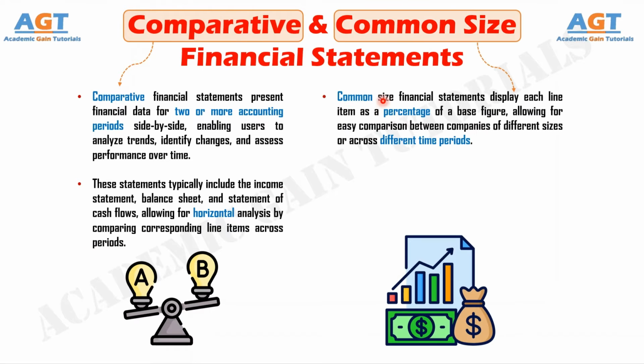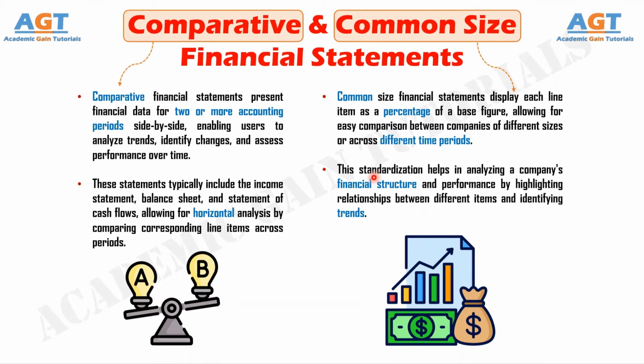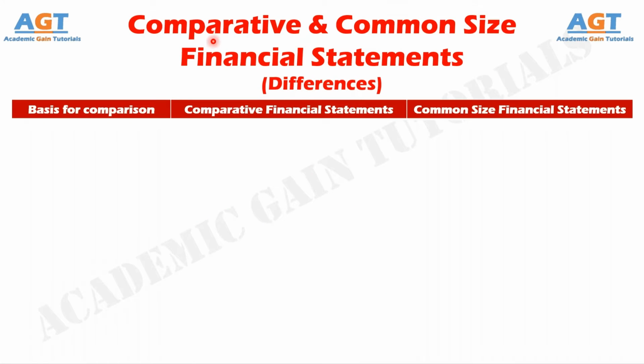On the other hand, common-size financial statements display each line item as a percentage of a base figure, allowing for easy comparison between companies of different sizes or across different time periods. This standardization helps in analyzing a company's financial structure and performance by highlighting relationships between different items and identifying trends. So, let's look into the basic differences between comparative financial statements and common-size financial statements in a tabular form.